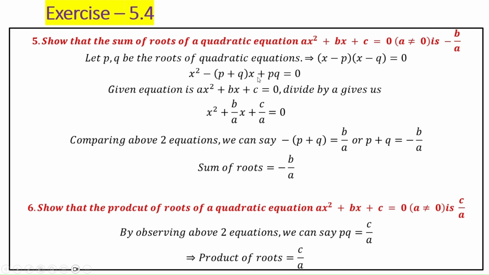Now you compare the sum of roots. Sum of roots is p plus q, so minus (p plus q) equal to b by a, which means p plus q equal to minus b by a. That is the sum of the roots. The next question, in the same way, is the product of the roots. Prove that it is c by a. Same way, you just compare these two. pq is the product of roots, which is equivalent here to c by a. So pq equal to c by a, or product of roots equal to c by a.